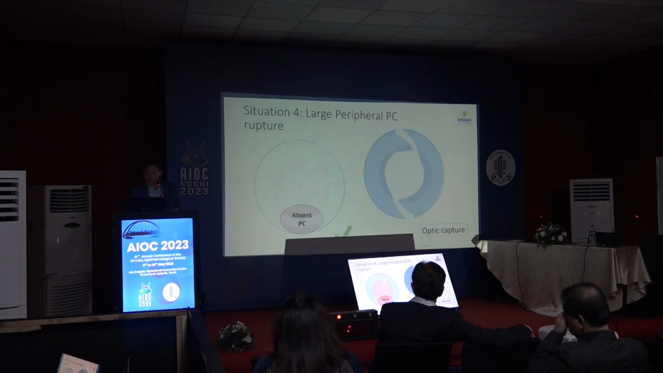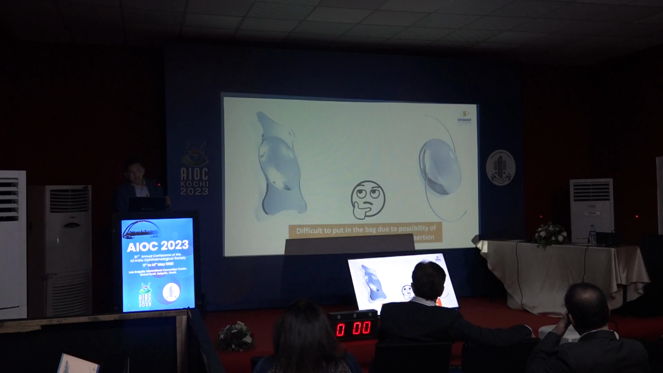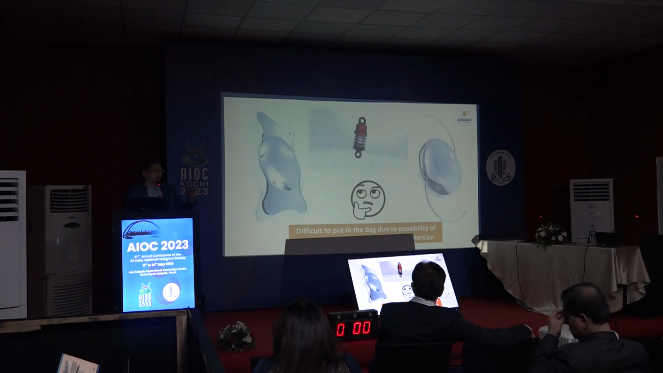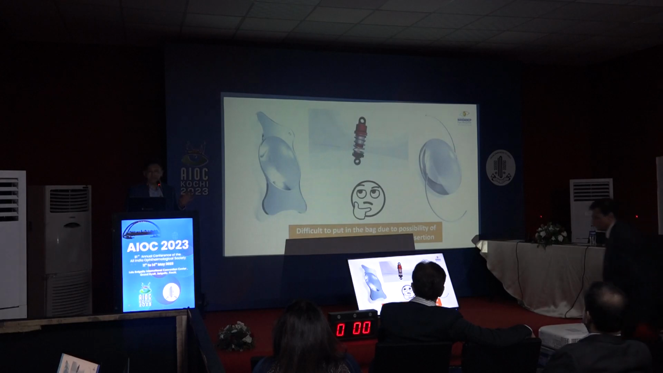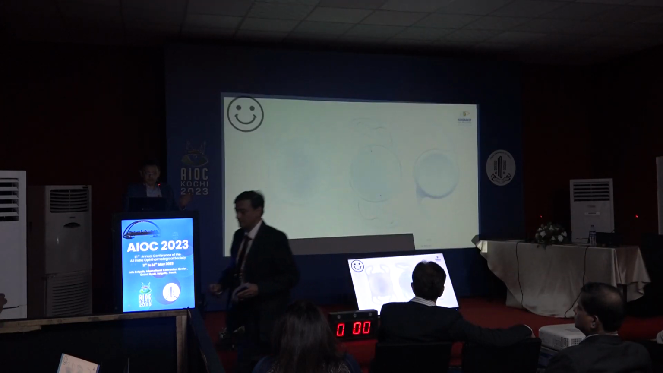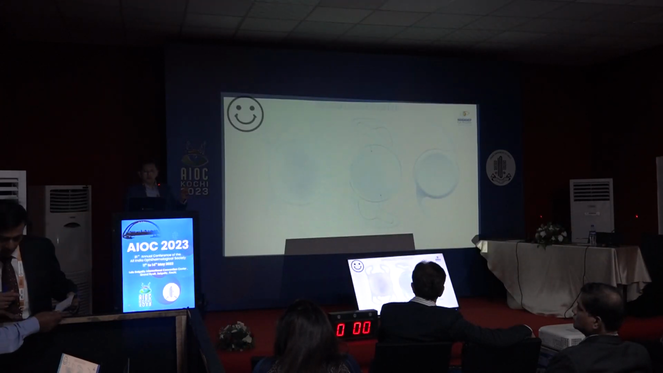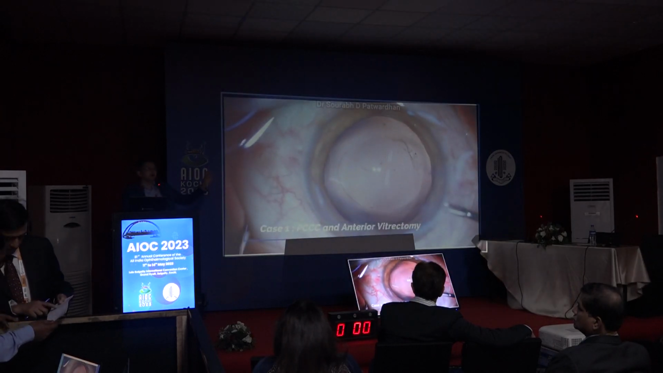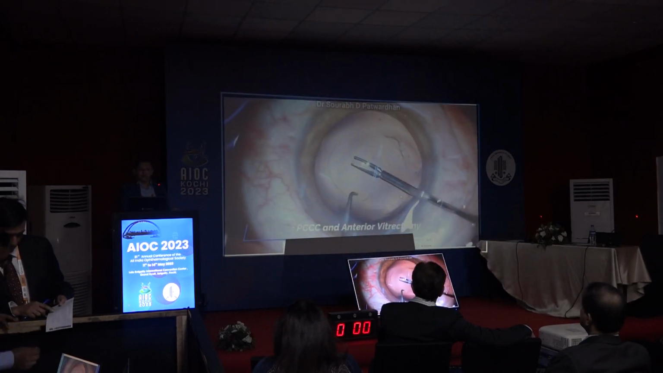Okay, so I will just show a few cases. About the choice of IOL, if you are going for a plate haptic or 3-piece IOL, and you have not done a posterior capsulorhexis, avoid these IOLs because they have a springy nature and might extend the existing tear. But these other types of IOLs are quite good enough to be placed in the bag.